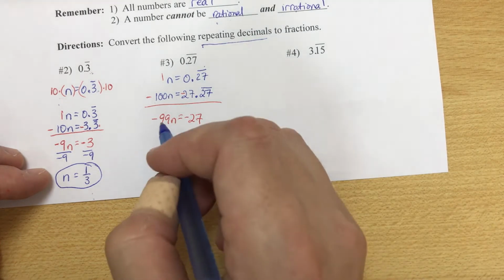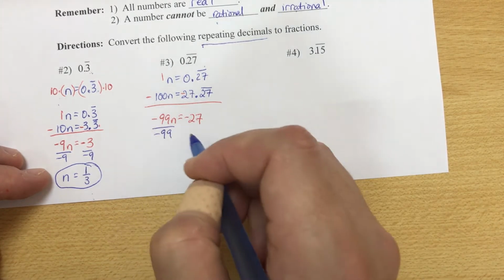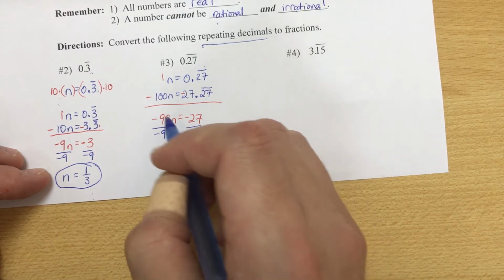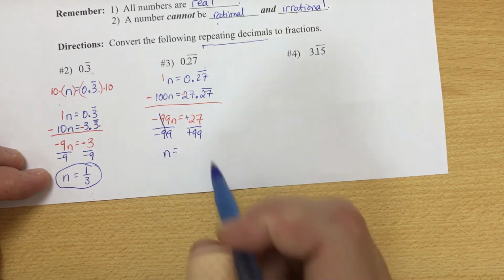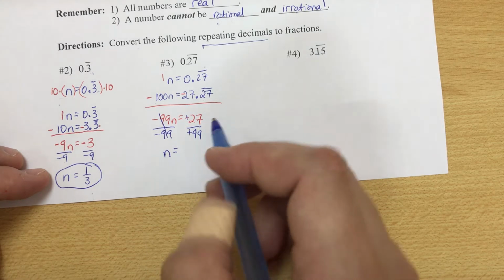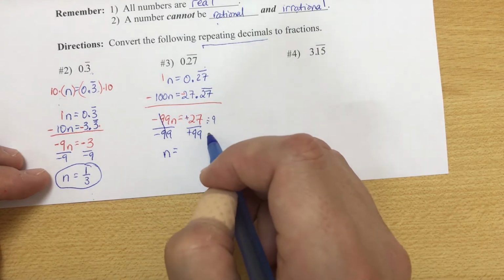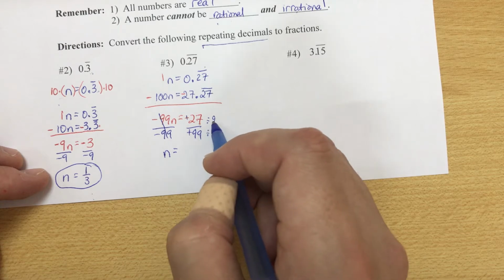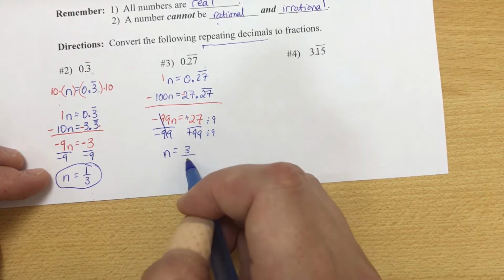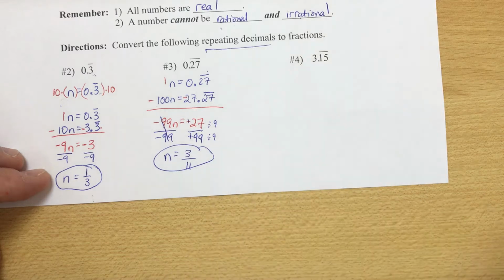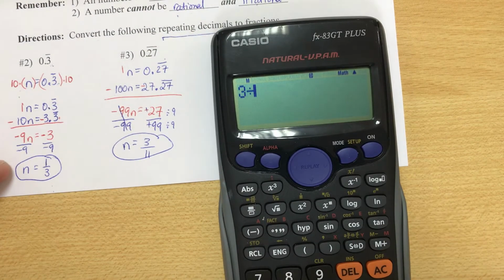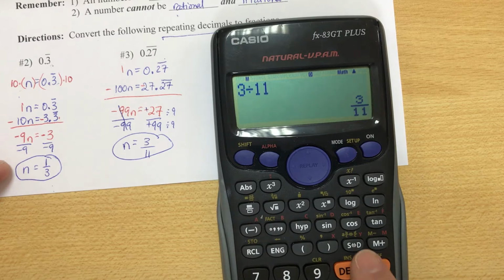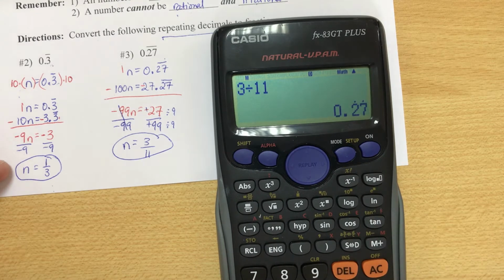And so our last move here is divide by negative 99. A negative divided by a negative is positive, but we can also divide each of these numbers by 9 to reduce. And what we get is 3 over 11. Let me test that out. 3 divided by 11. Change that to a decimal. Look at that, 0.2727.